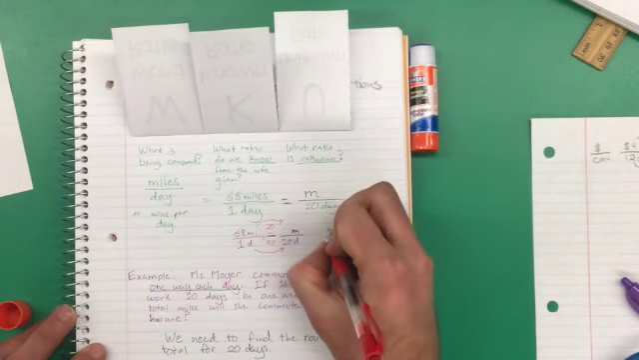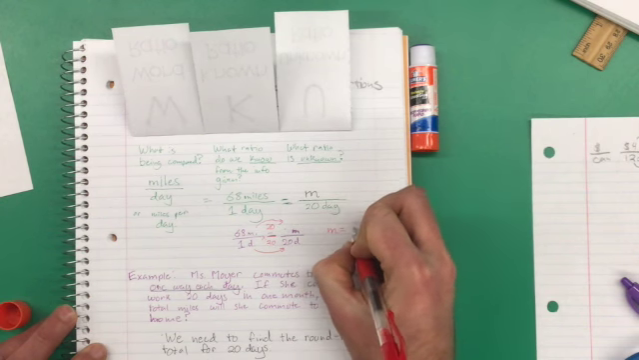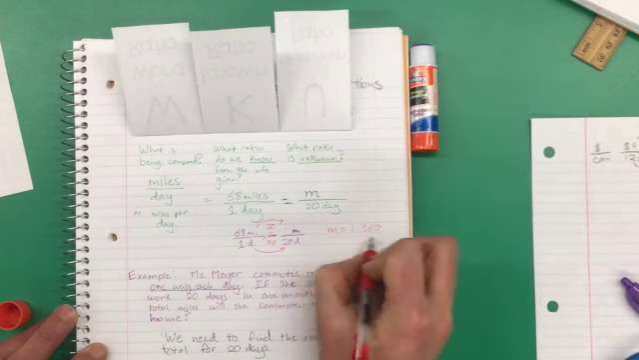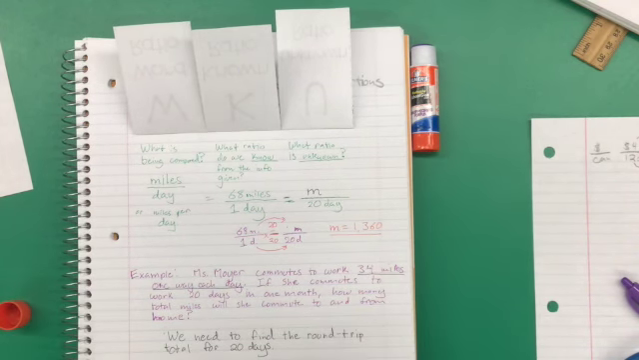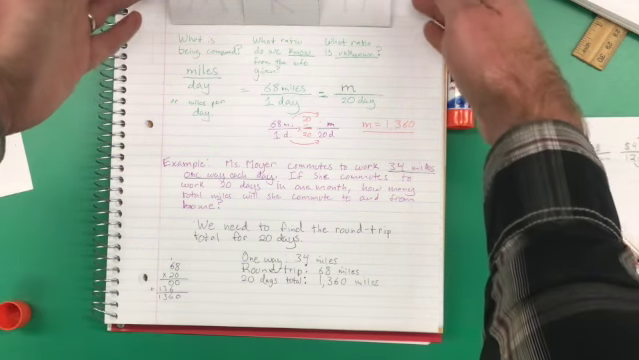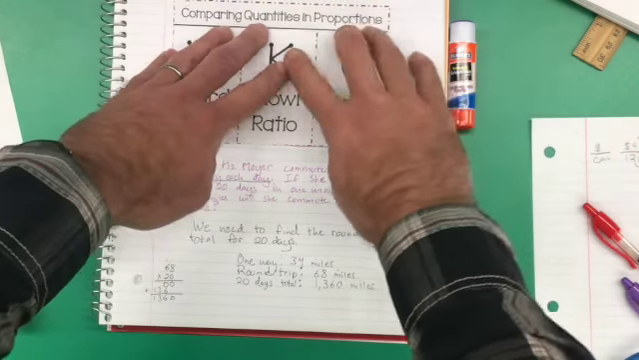So that means M, our variable, equals 1,360. And that is how we solve our ratios, comparing quantities with unknown ratios. Nice work.